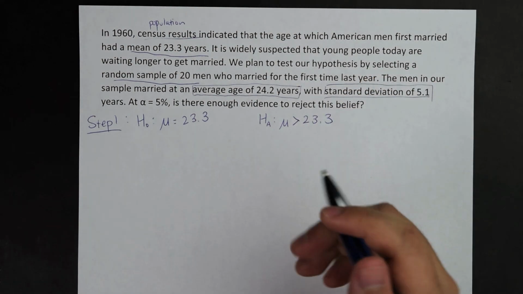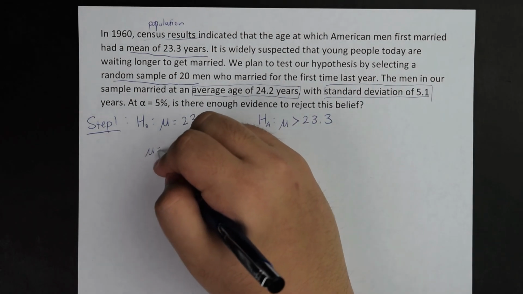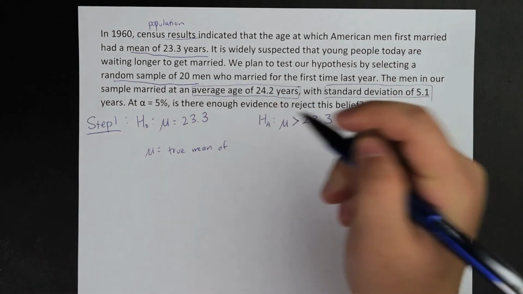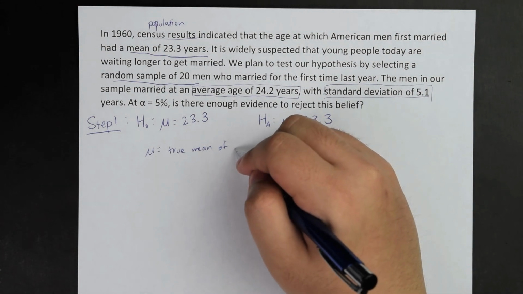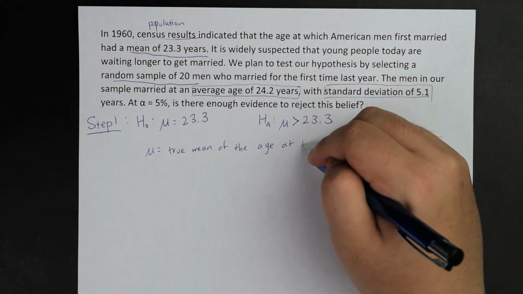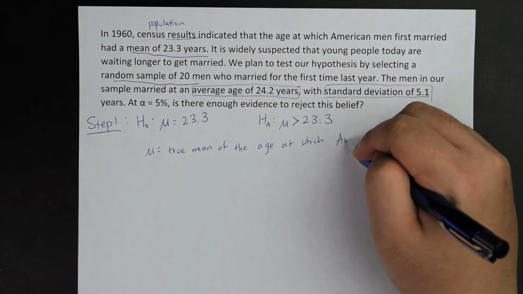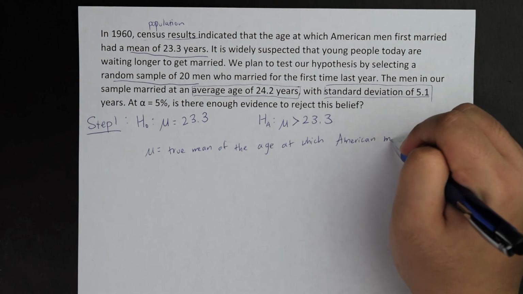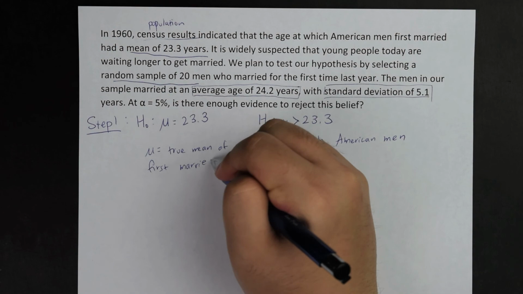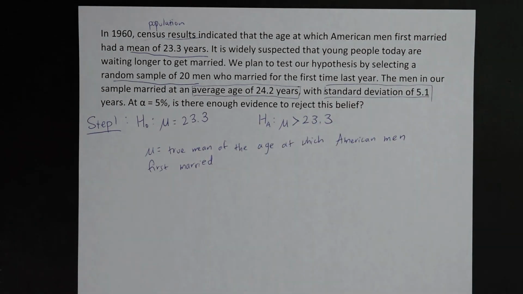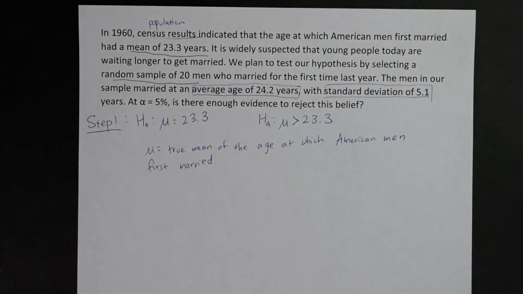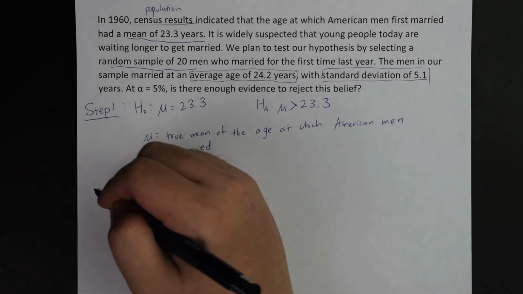And so I could define mu as the true mean age at which, and I'm going to copy this word, American men first married. And that concludes my first step. So I usually could define it. It's not necessary, but it's just something, just to be safe, to ensure that you get full points on the AP Statistics exam.